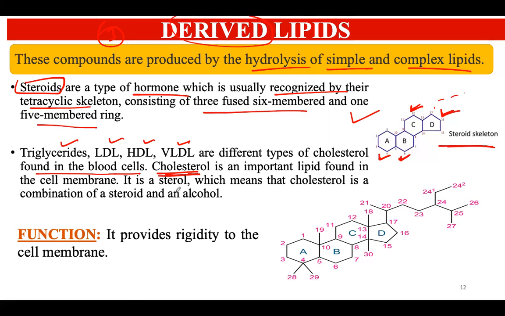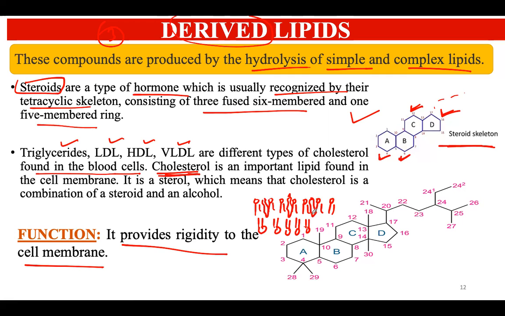Now, what is the function of cholesterol in the body? Basically, it is responsible for providing rigidity to the cell membrane. So, for example, let's say these are the phospholipid molecules, which are the major constituents of the cell membrane. The cholesterol gets stuck here and there between these two adjacent phospholipid molecules, and hence provides rigidity to the cell membrane. Here on the screen, you can see the structure of the cholesterol, which is having a total of 29 carbons.